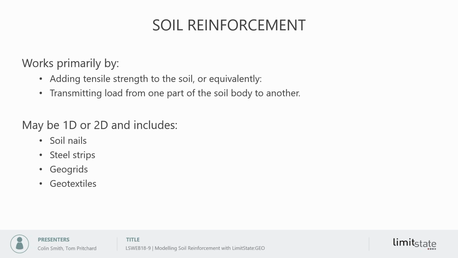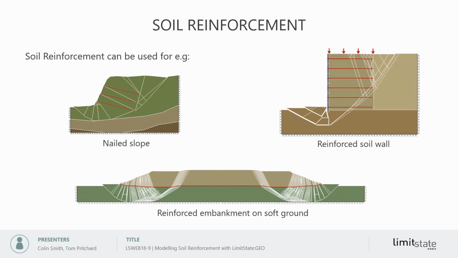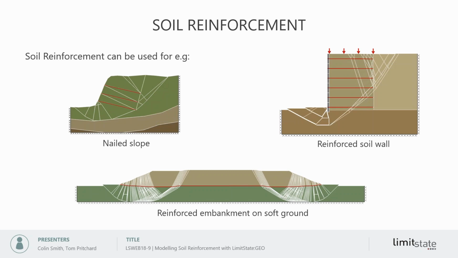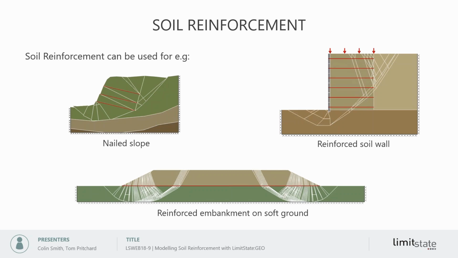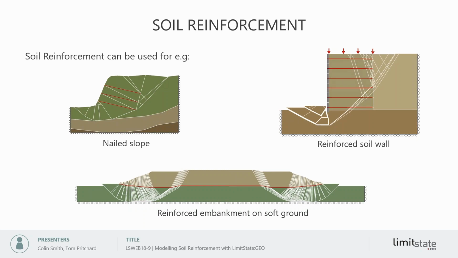Now, LimitState GEO is a two-dimensional program, so it can model the two-dimensional reinforcement directly, but you need a slightly special approach to model one-dimensional reinforcement to allow soil to flow past the nail if needed. And there are a large range of applications for soil reinforcement. I've given 3 examples here: one of a nailed slope, one of a reinforced soil wall with concrete panels, and one of a reinforced embankment on soft ground.